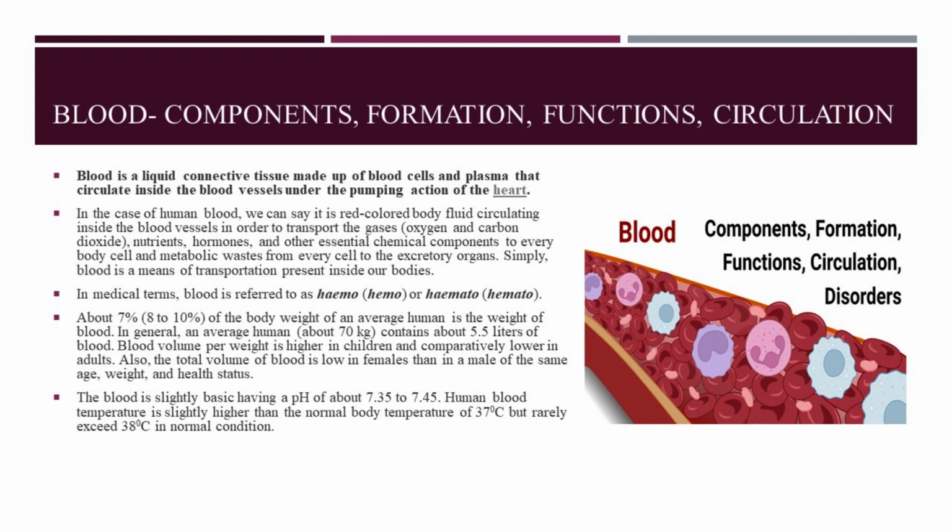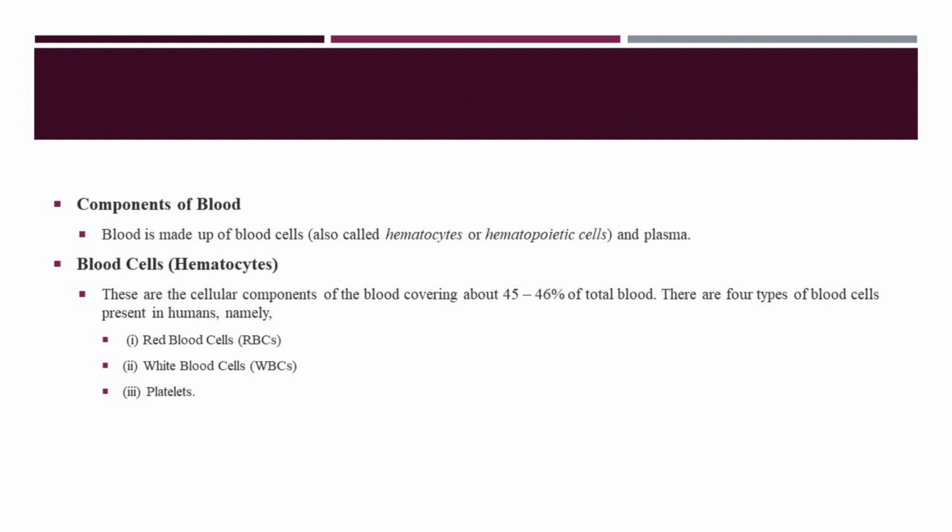Also, the total volume of blood is lower in females than in a male of the same age, weight, and health status. The blood is slightly basic, having a pH of about 7.35 to 7.45. Human blood temperature is slightly higher than the normal body temperature of 37°C, but rarely exceeds 38°C in normal condition.